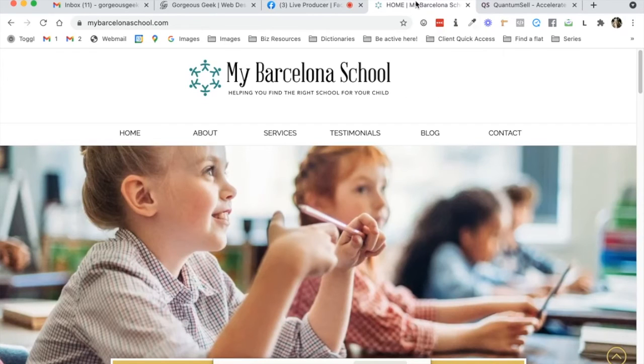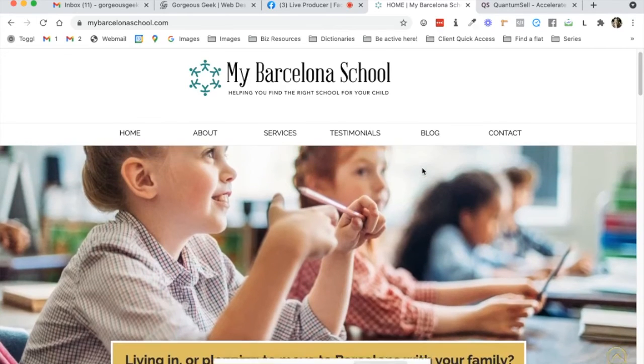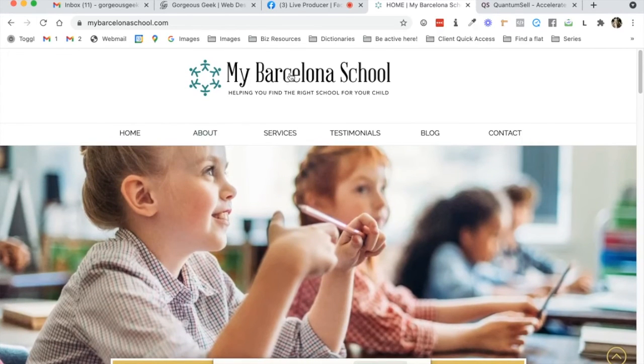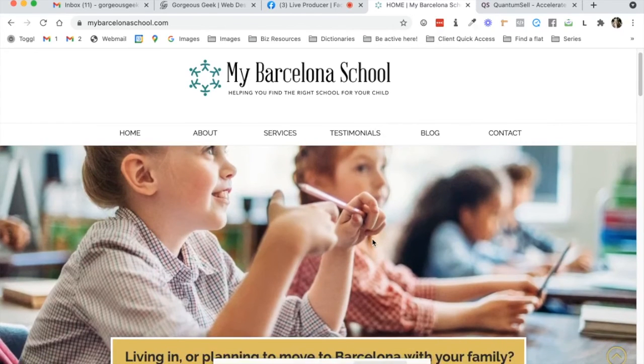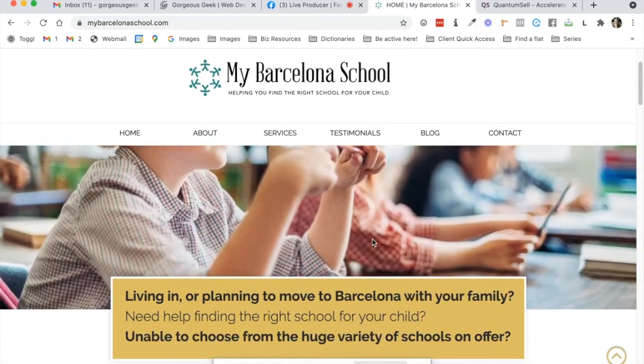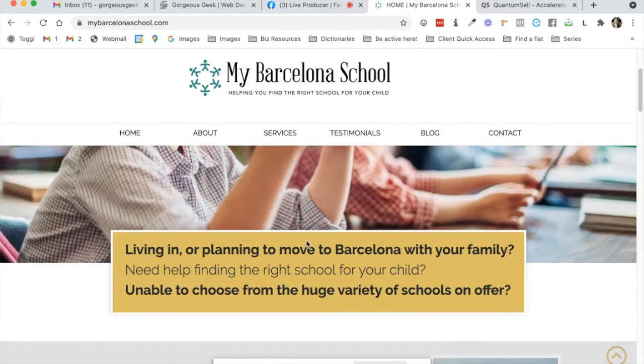I'm going to show you one more page which I think is really, really good on these points. It's very straight to the point, quite simple and easy. It's very clear what she does. She's a person in Barcelona helping people find the right school for their child. Because she went through this process herself, she learned a lot of things. And now she's stating some facts for people who would be her ideal client.